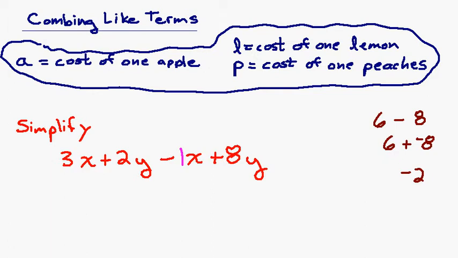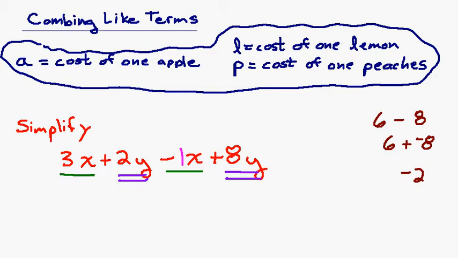Alright, so I have 4 terms. 3x is a term, positive 2y is a term, negative 1x is a term, and 8y is a term. And I want to ask myself if I have any like terms. The like terms are the ones that have the same variables. So the 3x and the negative 1x are like terms. X might represent the cost of something, and we're buying the same item there. And the 2y and the 8y are like terms because they both have y's. So what we can do is combine those together.